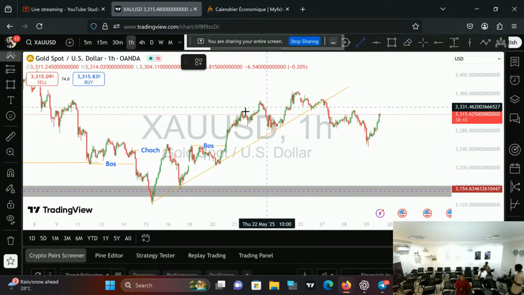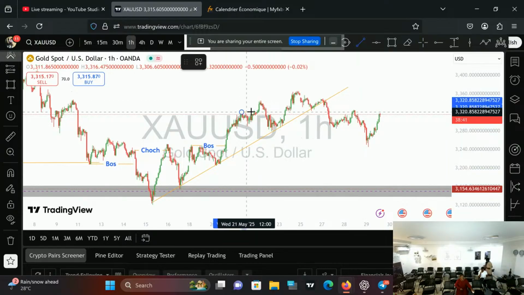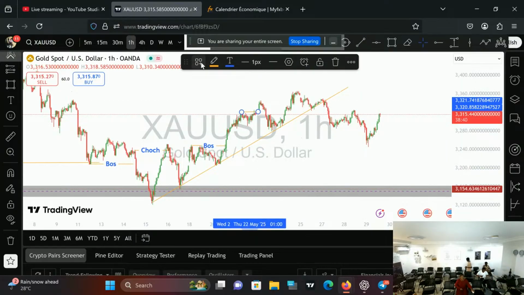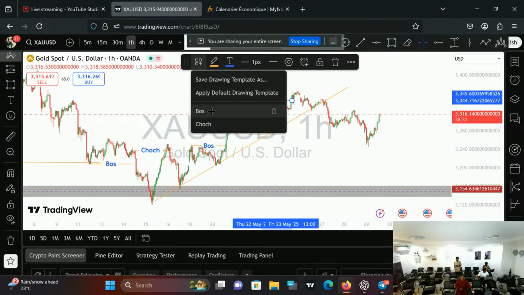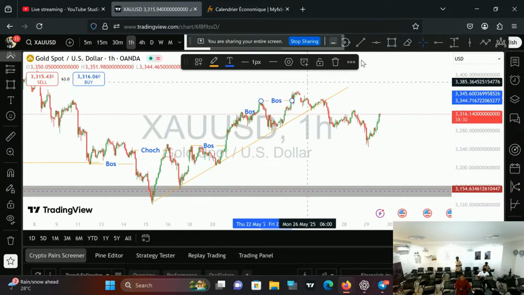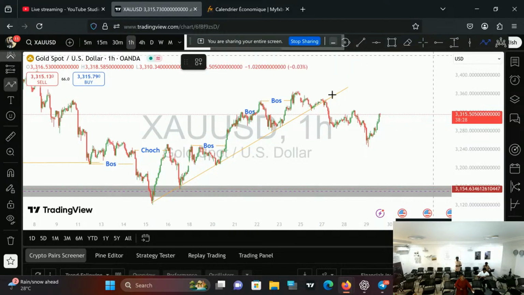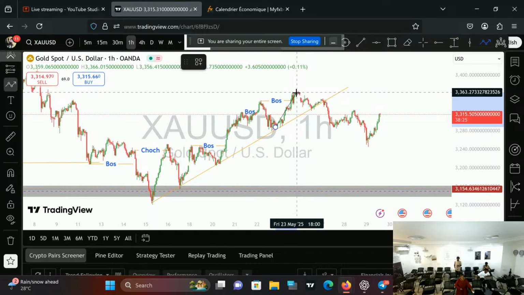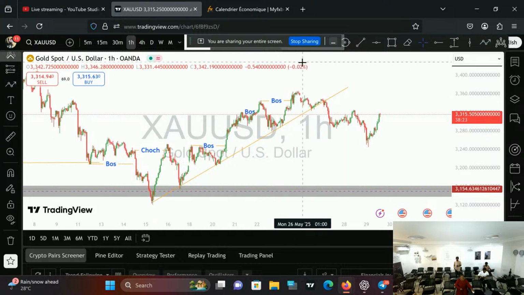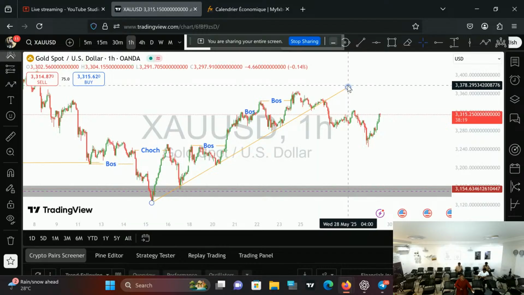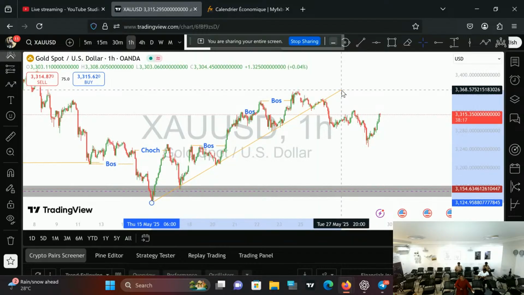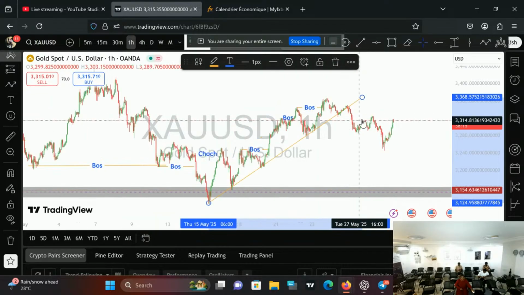And we have a break here. Another break here. And we took this trade, this buy, last week. Now you see that this market has broken our trend line, right?